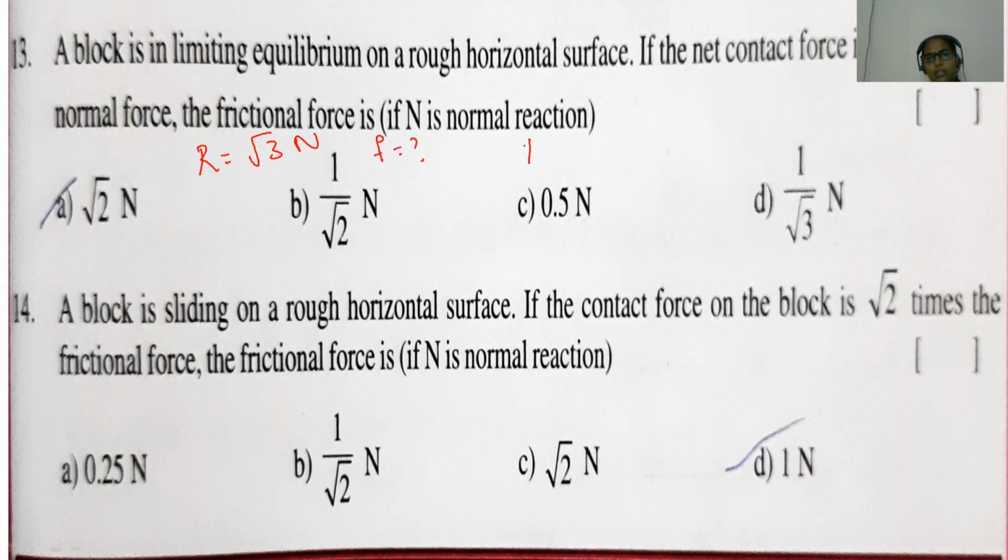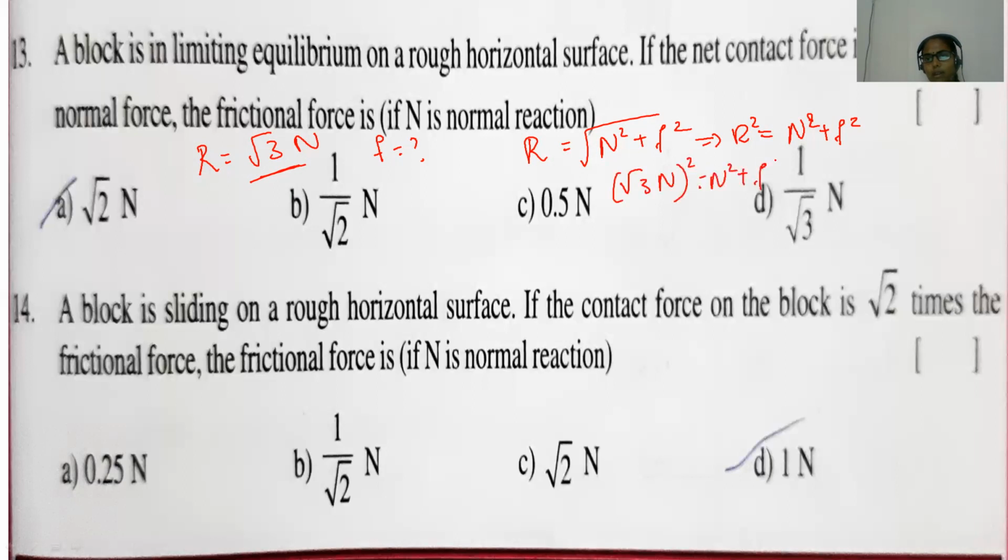So you know the relation that R is equal to root of N square plus F square. Let us take R square. R square is equal to, children, what will you get? N square plus F square. Given R is what? Root 3 N. Substitute that only. So root 3 N whole square is equal to N square plus F square.